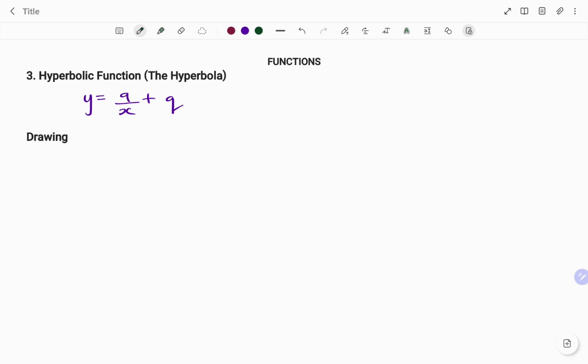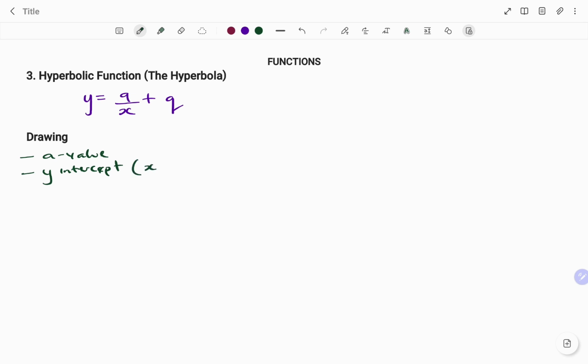So if we are to draw a hyperbola, we start with the value of a, which will determine which quadrant the hyperbolic function is going to be located in. Then we go to our y-intercept.